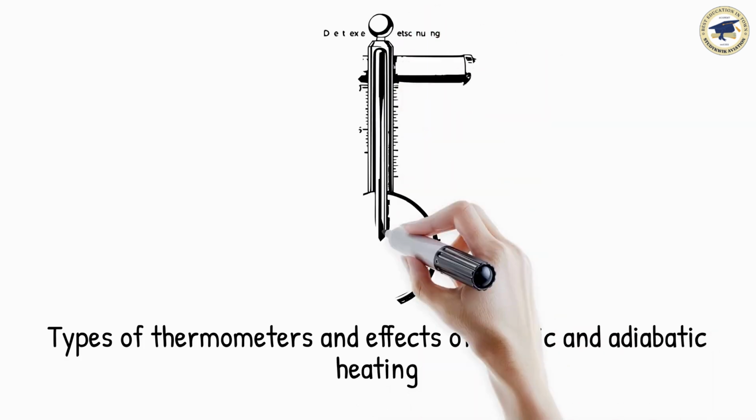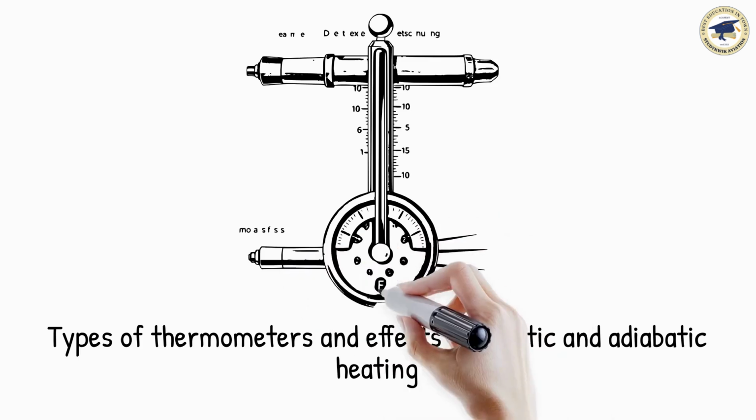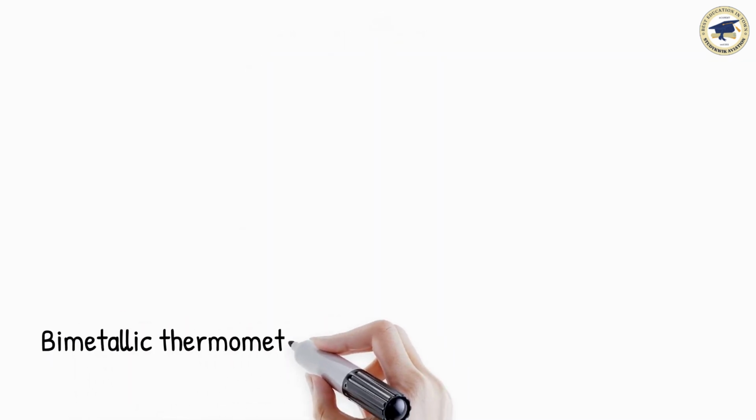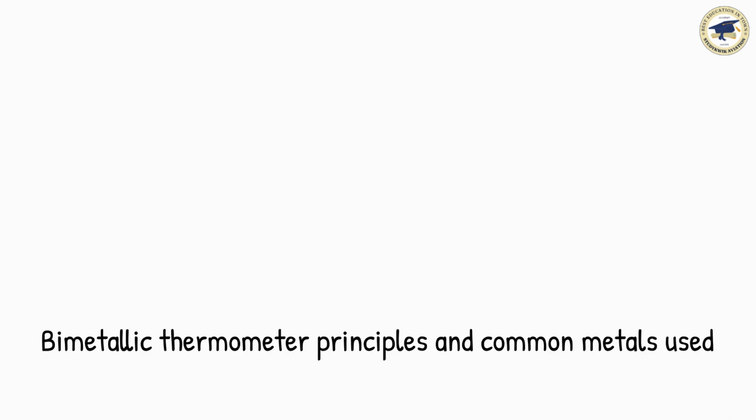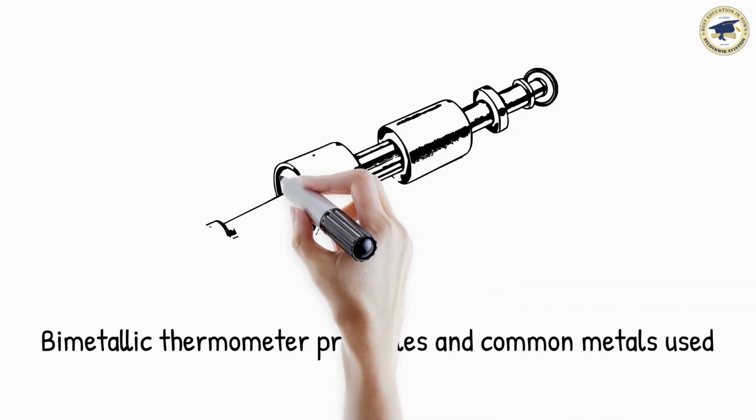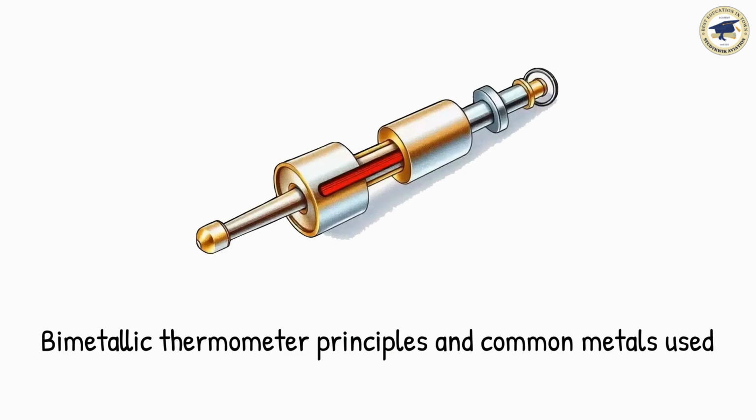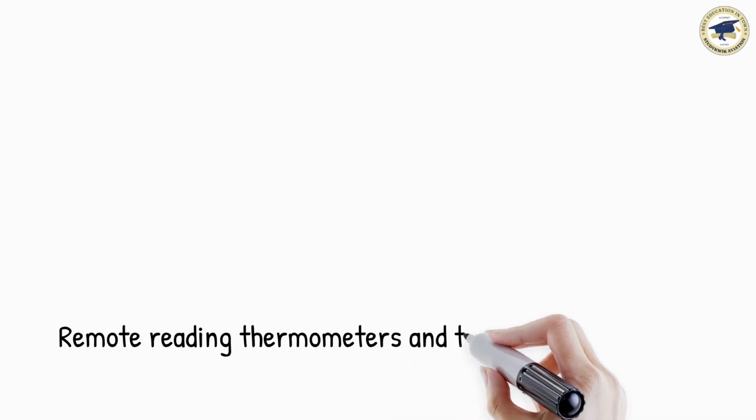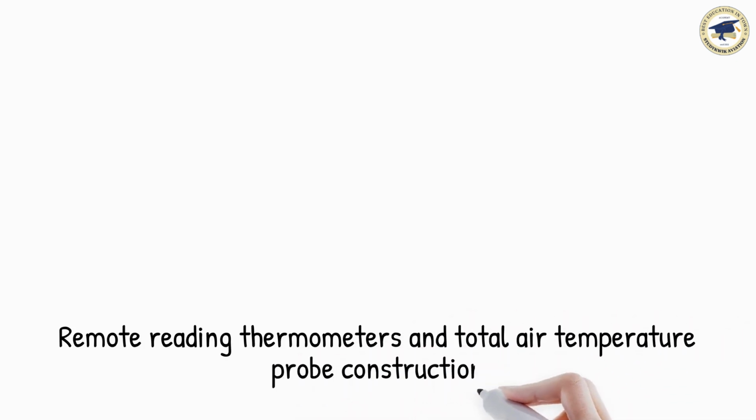The two basic types of air temperature thermometers are the direct reading and the remote reading thermometer. The bimetallic thermometer works on the principle that two metals bonded together with different coefficients of expansion will expand at different rates. The two metals often used in the bimetallic thermometer are Invar and brass. A remote reading thermometer works on a Wheatstone bridge principle.